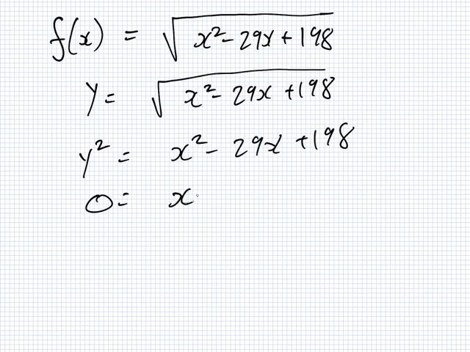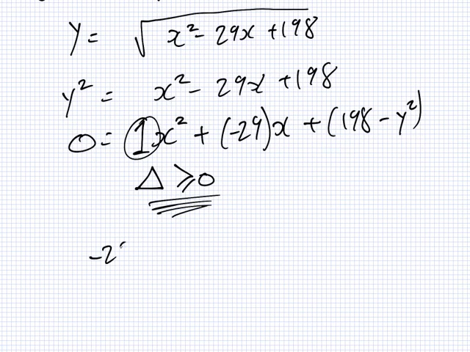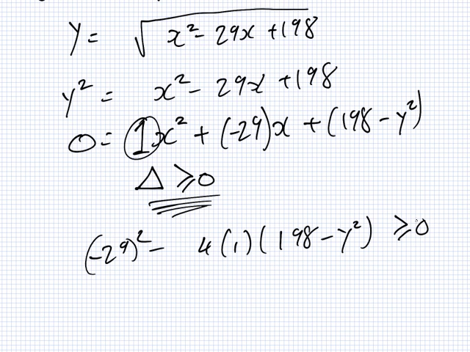0 equals x squared, plus minus 29x plus 198 minus y squared, which is like a constant. When is this quadratic solvable? It's solvable when the discriminant is positive and when this is not 0, but it's never 0 because it's always 1. So we just require this. That means b squared minus 4ac needs to be positive. What's 29 squared, please?